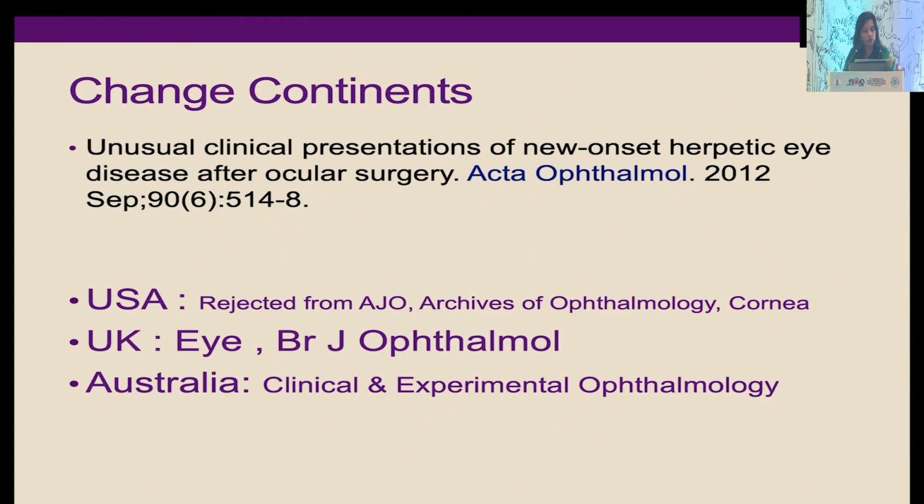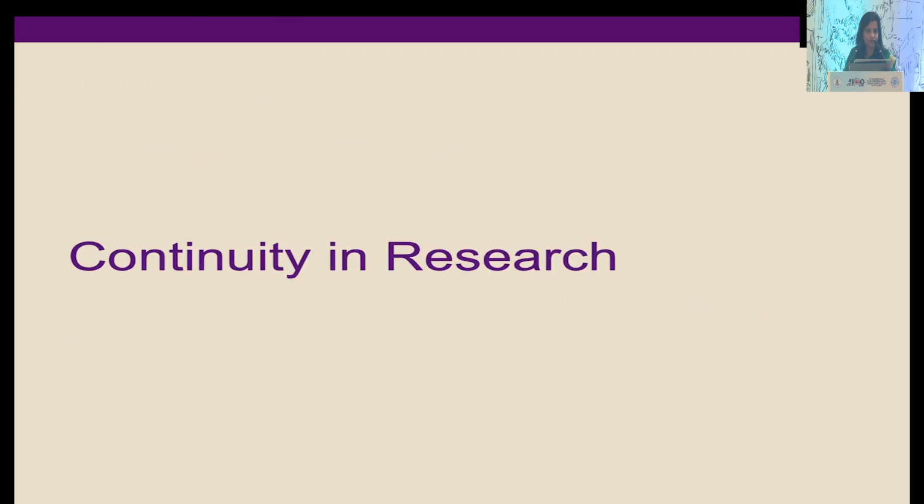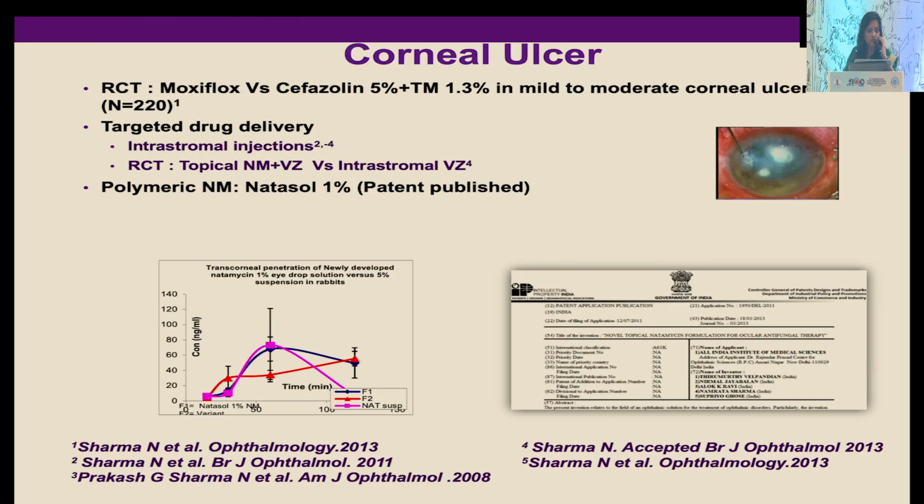Change continents. So if your paper got rejected from AJO or Archives or Cornea, that means you're targeting the US reviewers. So change your continent. Go to the UK. We submit to the British Journal of Ophthalmology. Reviewers would change. If it gets rejected from there, go to Australia, Clinical and Experimental Ophthalmology. The reviewers would change. And by the time, you would have addressed all the reviewers' comments also. Continuity in research is very important, I think.